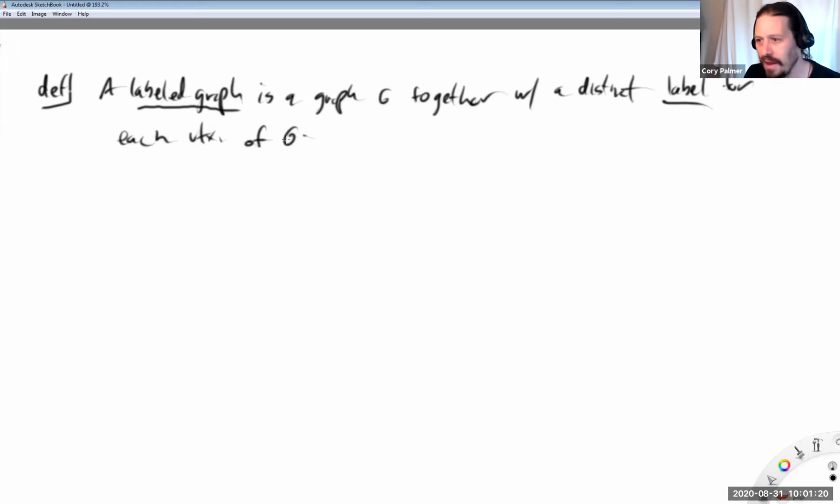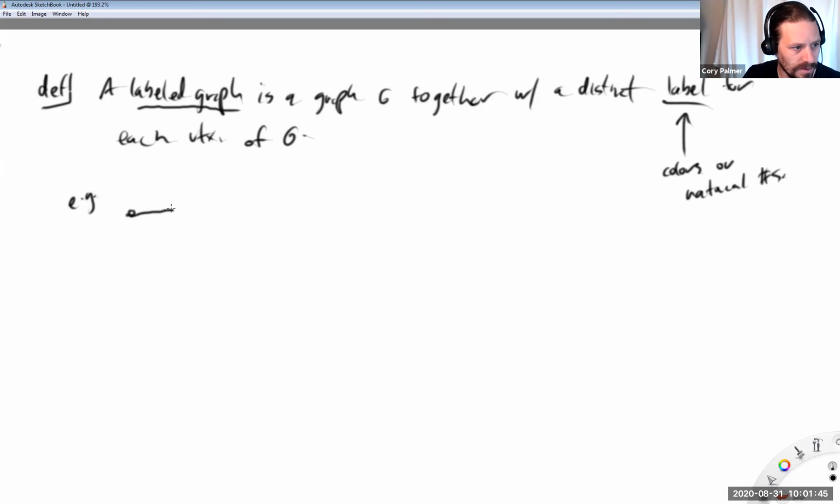Again, as are some of the definitions in graph theory, this one seems a little self-referential, but all it is, you're given a graph and then you name each vertex. Each vertex is given a unique name. These labels are very often colors or natural numbers, things like that. Let me give an example of a labeled graph and why we talk about two different ones here.